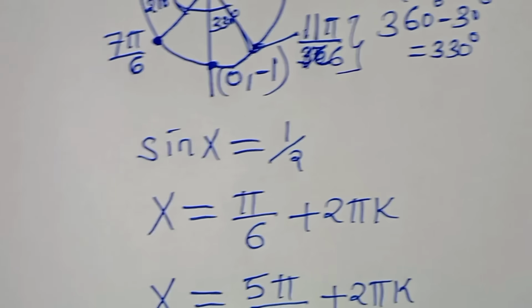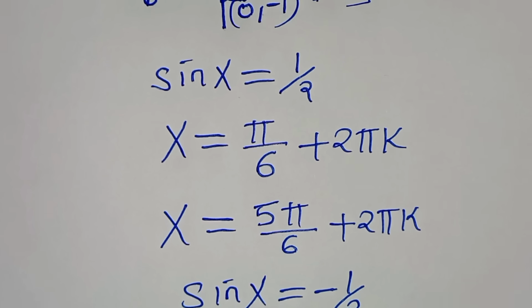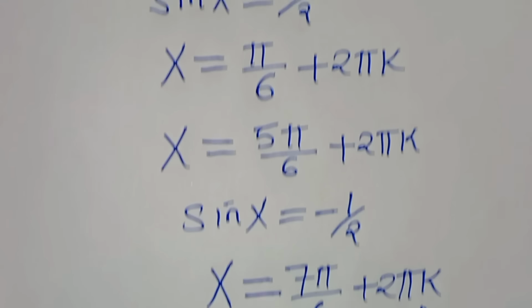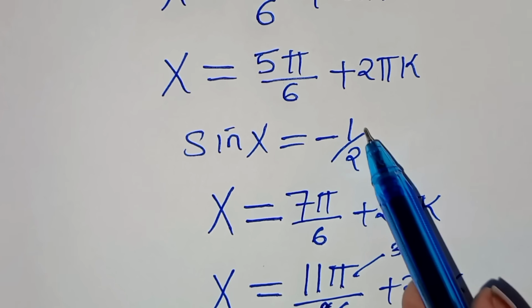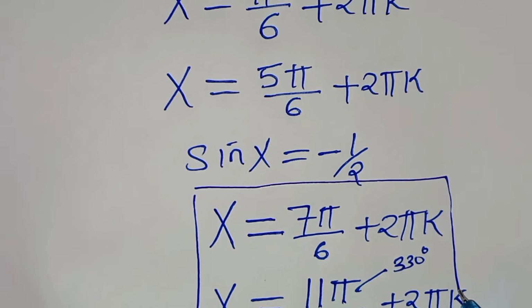Now, these are the possible values of x, that is for sine positive a half, and sine x, which is minus a half. So these are the values of x.